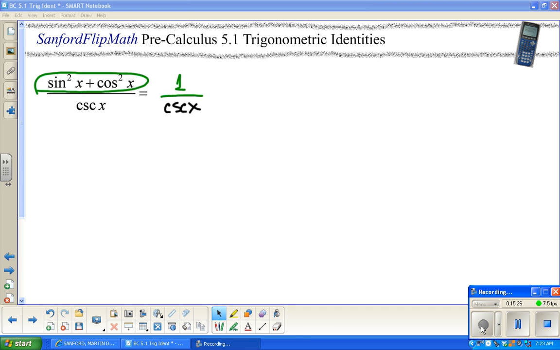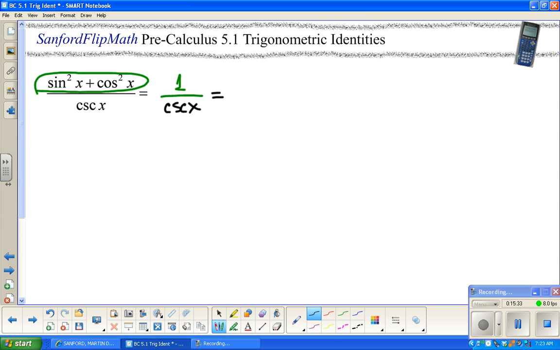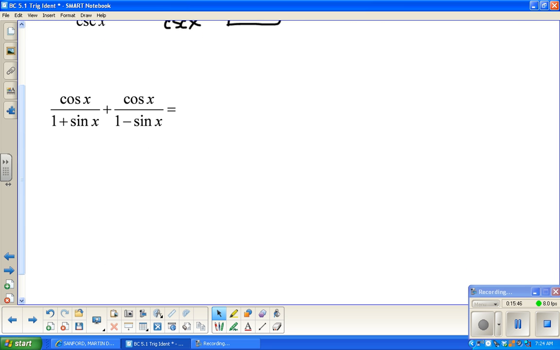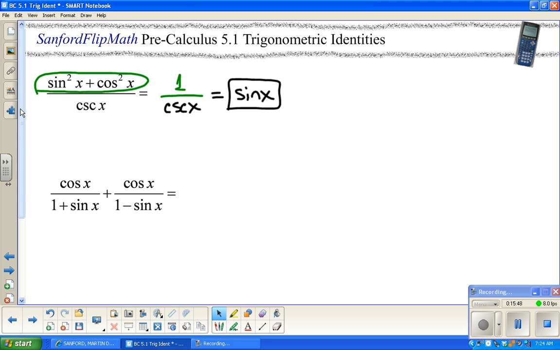Okay, and at this point, that is a reciprocal identity. We know that 1 over cosecant is the same thing as 1 over sine, or in other words, just sine. And I think most people would agree that this looks more simplified. And at this point, you know, you're just getting acquainted with these rules, so don't freak out yet. There's plenty of time for freaking out.